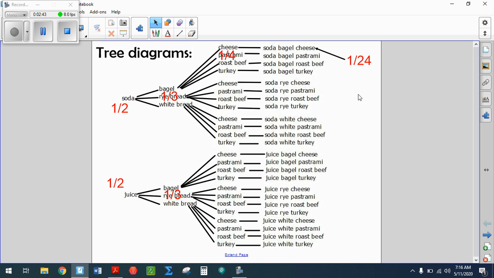And so the probability of winding up with a lunch that is a soda and cheese and a bagel is 1 in 24. A tree diagram is also useful if the probabilities are different. Let's say you're more likely to choose soda than you are juice. Let's say your probability of choosing soda was 2/3, but your probability of choosing juice was 1/3, just because that's what you really wanted. Then you could use different numbers and multiply to get different results.